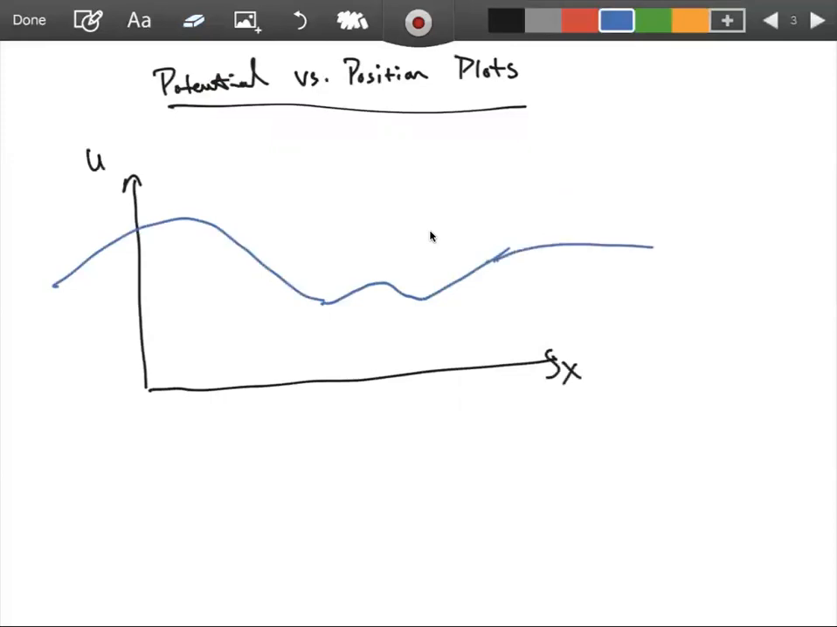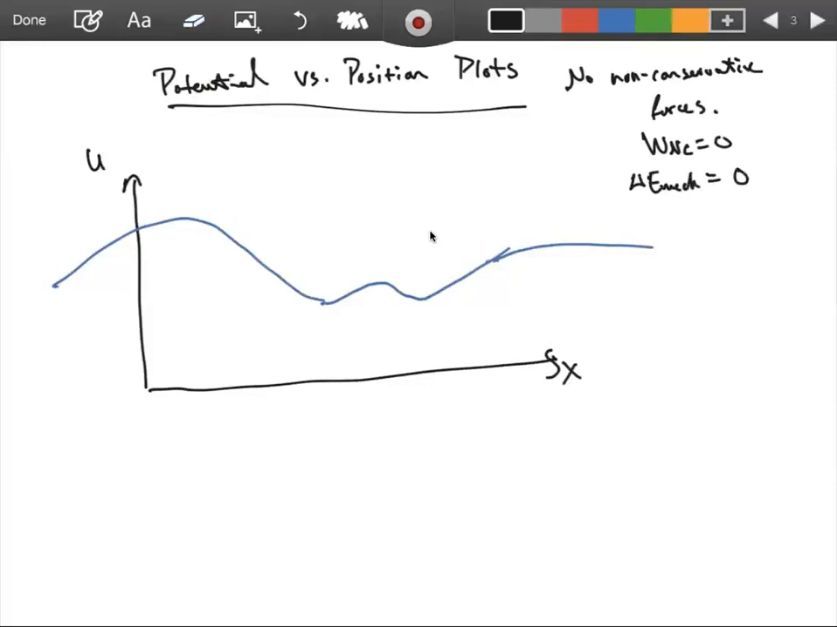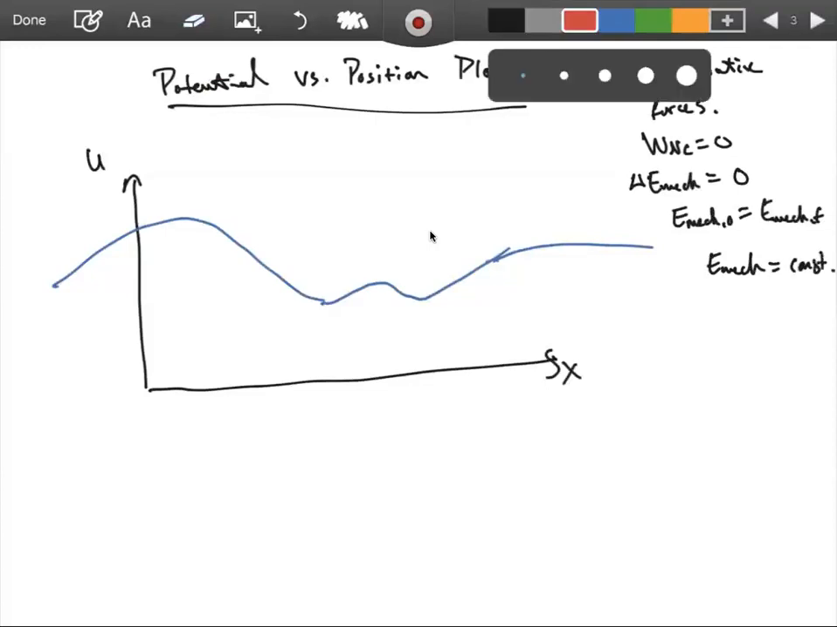So what is happening here? What we're going to imagine is that we have no non-conservative forces. So what does this mean? This means that the work done by the non-conservative force is equal to 0, which means my change in mechanical energy must be equal to 0. So my initial mechanical energy must be equal to my final mechanical energy, which means that overall, my mechanical energy is simply going to be equal to a constant. So I'm going to have some sort of constant energy. Let's say this is my value of constant energy.